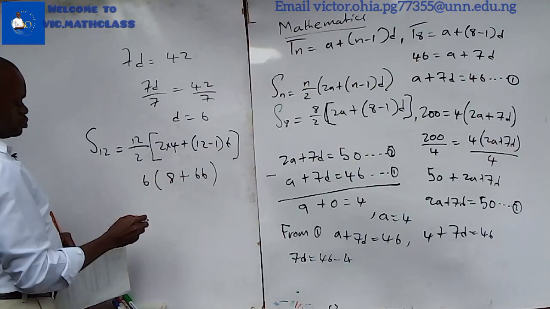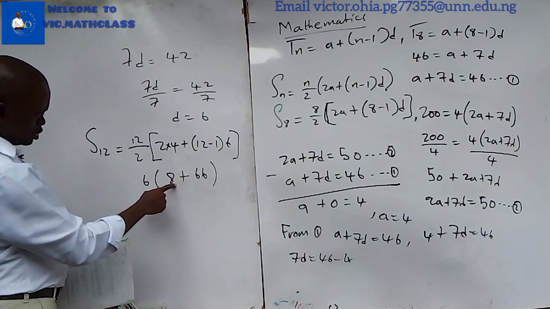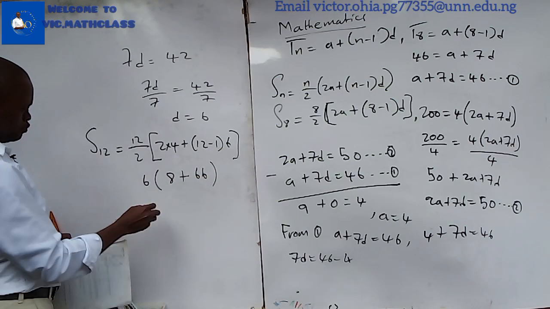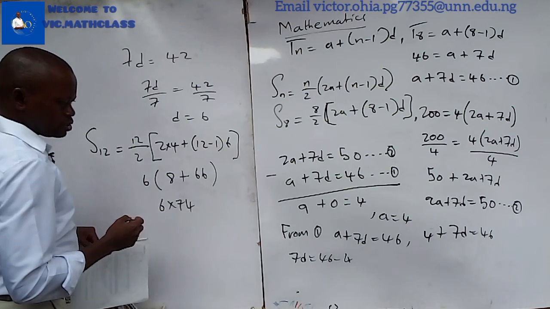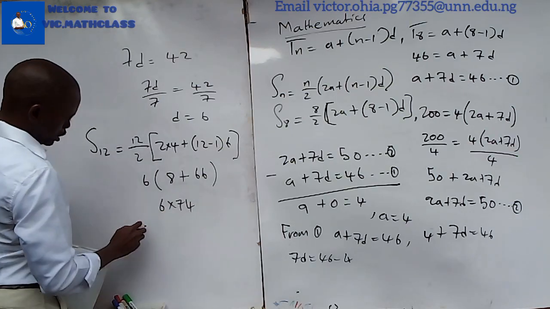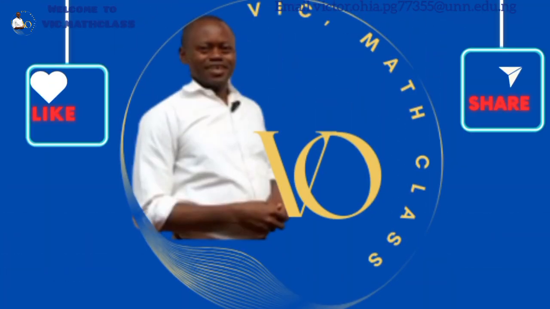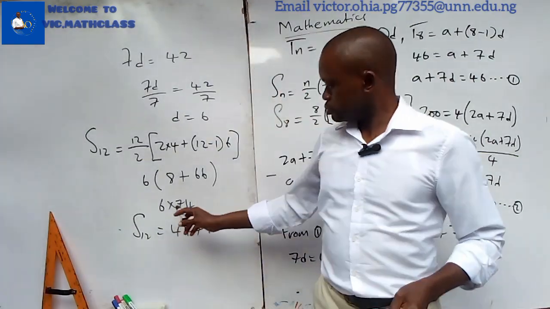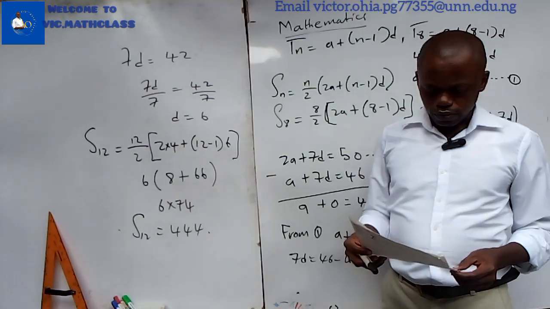So this plus this will give 70 what? Take 2 here, put here 10. 74. So 6 times 74. By my calculation, 6 times 74 will give us this S12 to be 444. Please verify that. Verify that multiplication too.